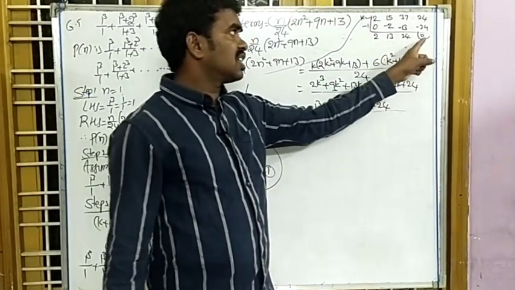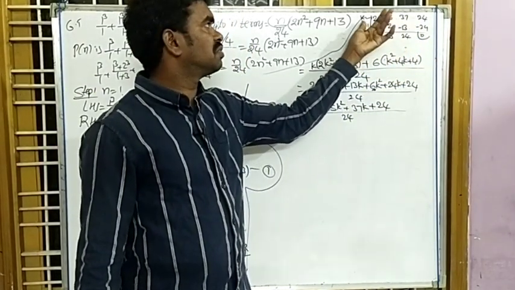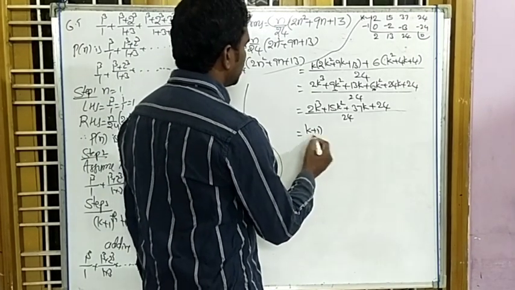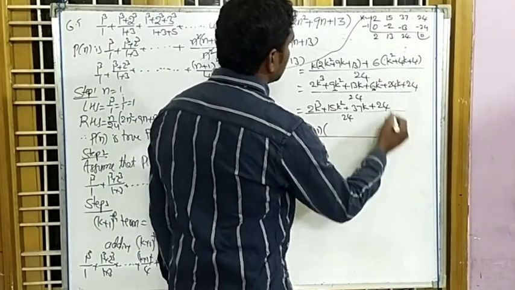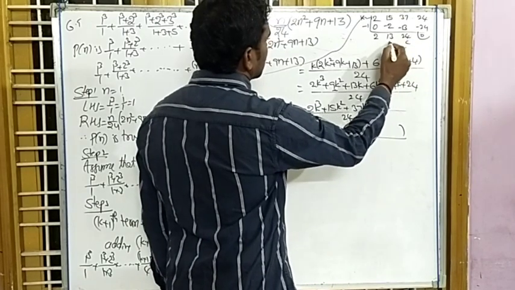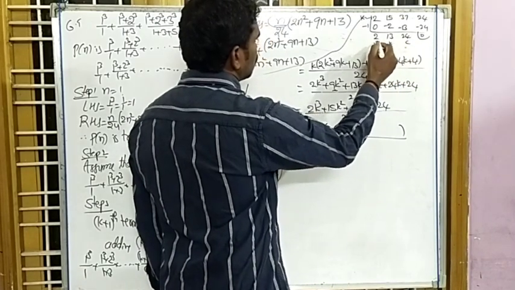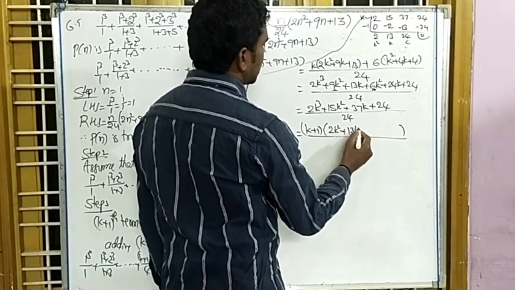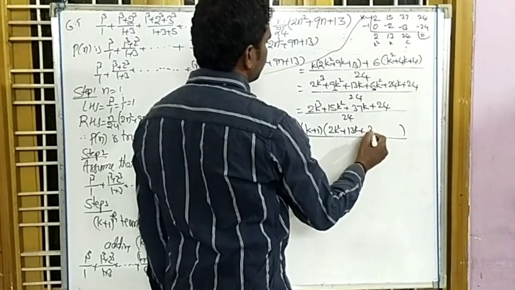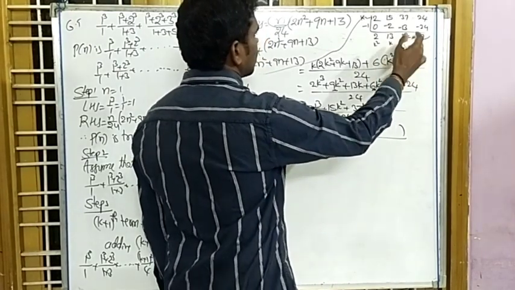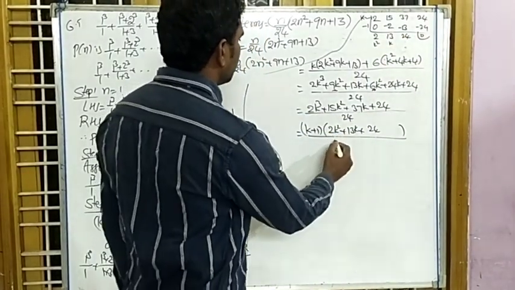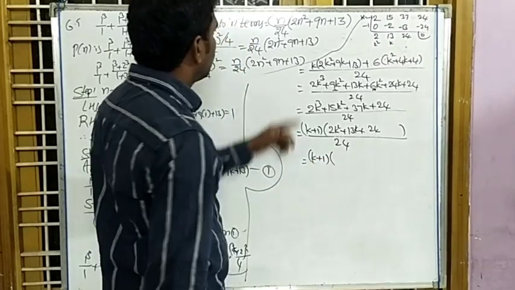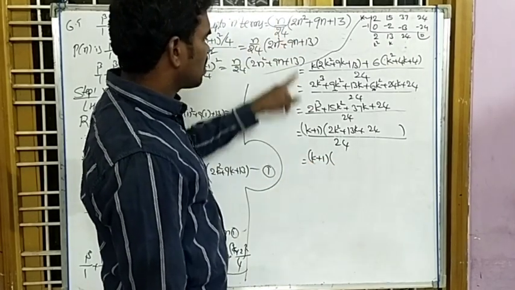If we do not get 0, that means our assumption is wrong. So this is called (k plus 1) into, so we are getting the k square coefficient 2, k coefficient 13, plus constant 24 only, right, constant means nothing, coefficient by 24. So (k plus 1) into, so whether we are getting k plus 1 in place of n, yes.